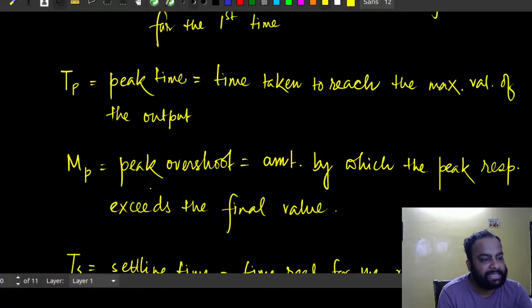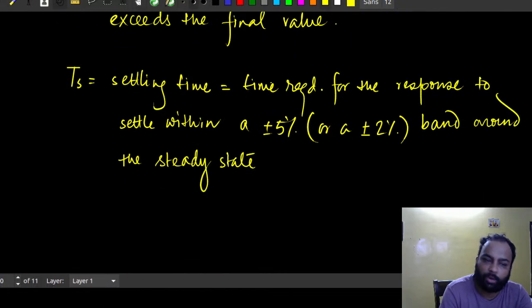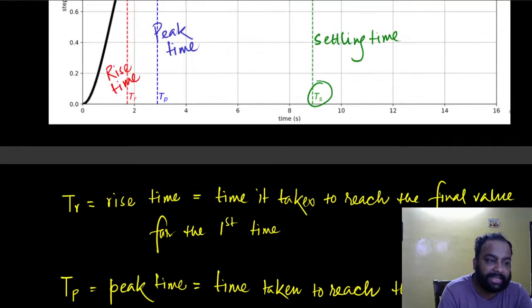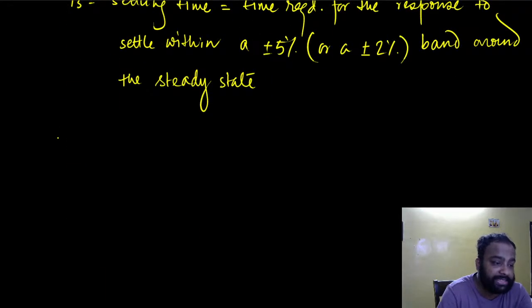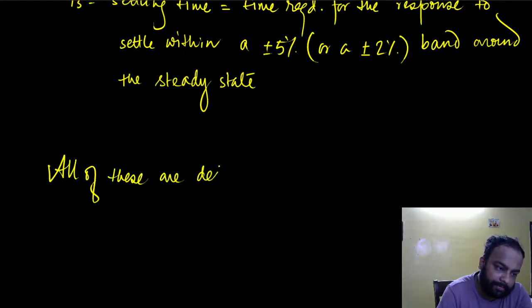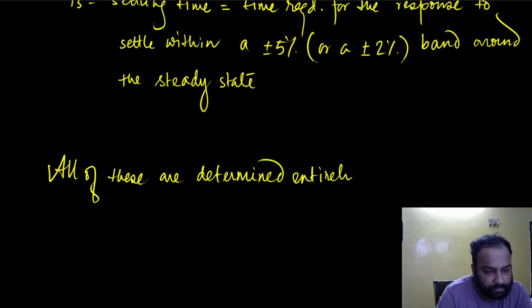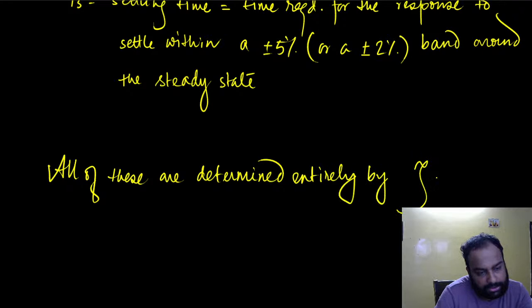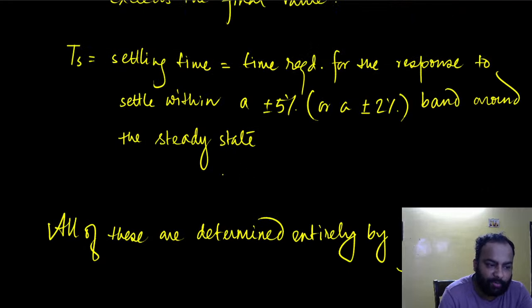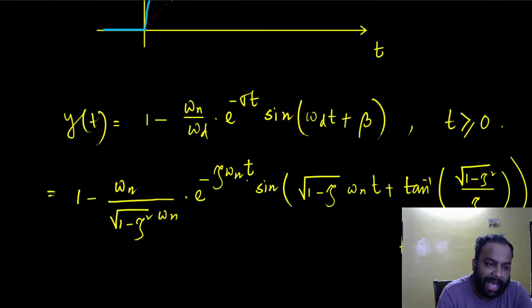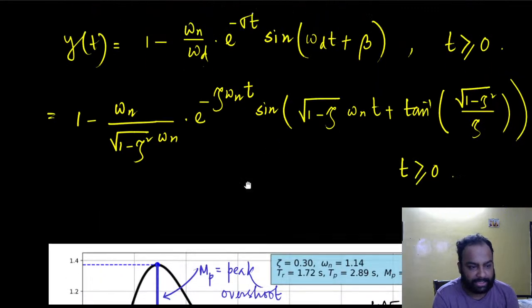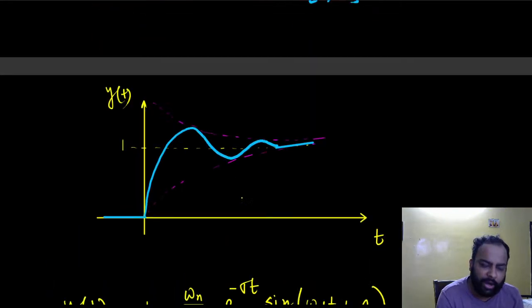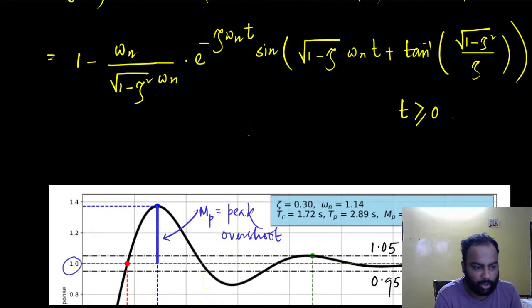So these are the 4 characteristics that we talk about when we talk about the response of second order systems. These characteristics are determined entirely by zeta and omega n, because the response has zeta and omega n as parameters, nothing else. So we are going to end our discussion abruptly at this point.